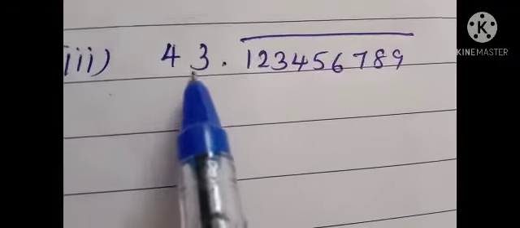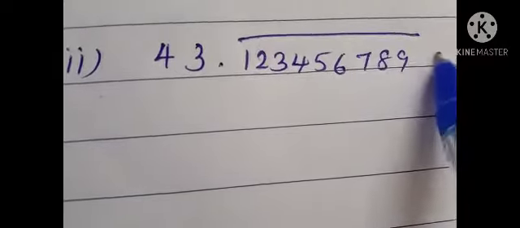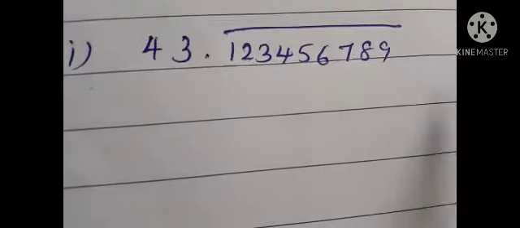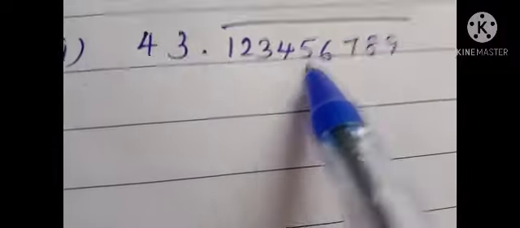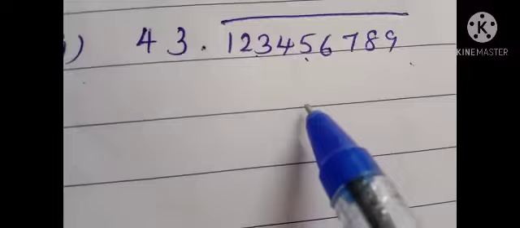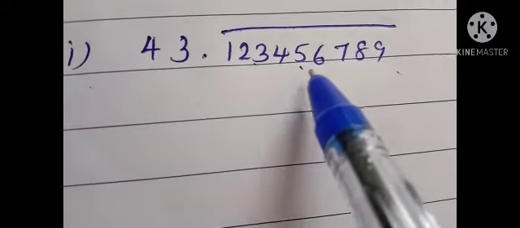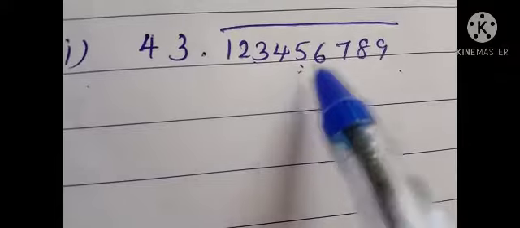The third sub question is 43.123456789 bar. This bar represents repeating. Okay, so this is non-terminating, repeating, so it is a rational number. Then how can we write it in p by q form? That you already studied last year.